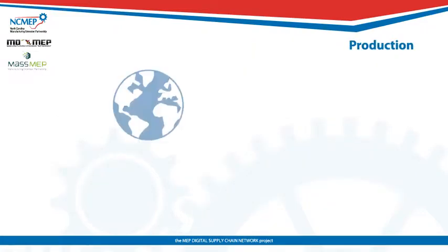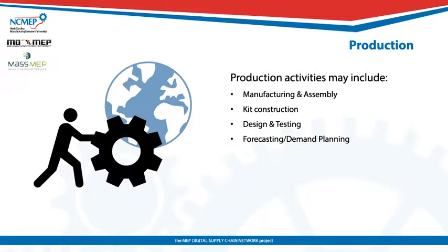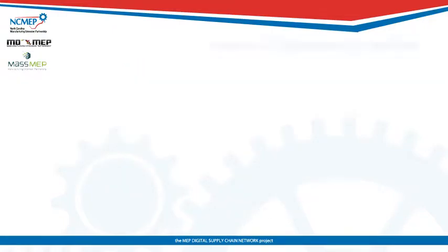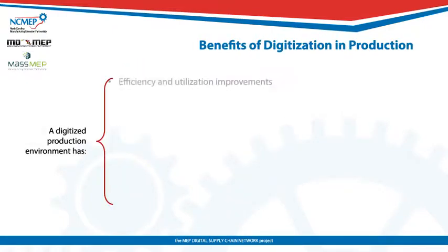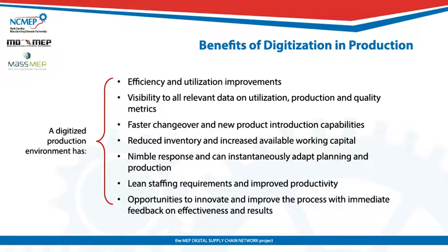Let's move down the supply chain to production. Production activities may include manufacturing and assembly, kit construction, design and testing, forecasting or demand planning, inventory control or work-in-process management, data collection and analysis, capacity and utilization management, process improvement, and of course quality and repairs. There are many benefits for digitization in production. The manufacturing environment leveraging digitization is faster, more nimble, more efficient, and in the end more effective.